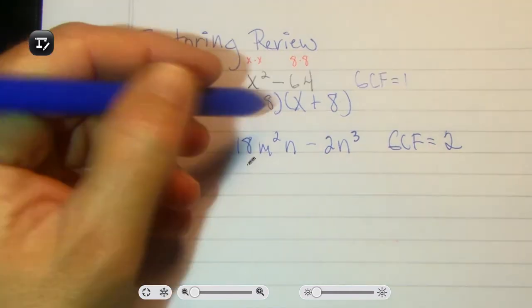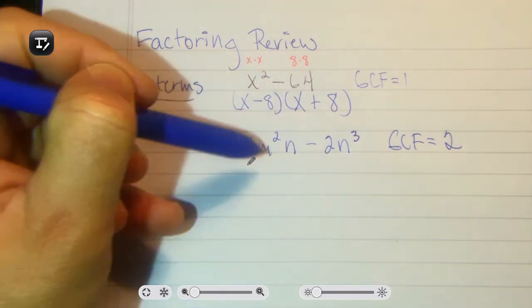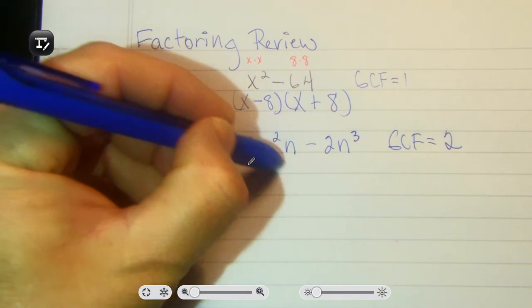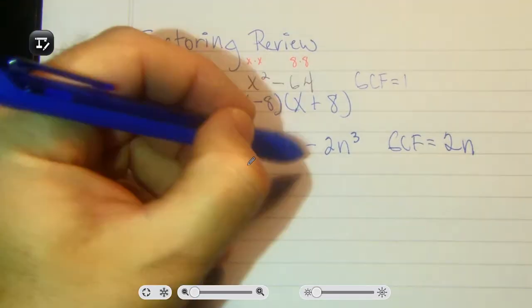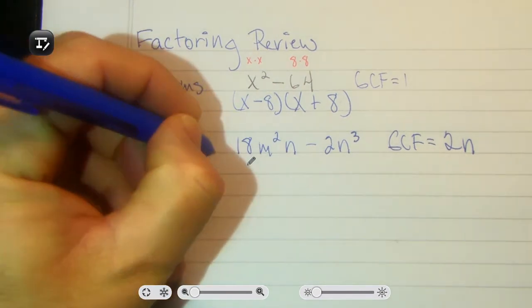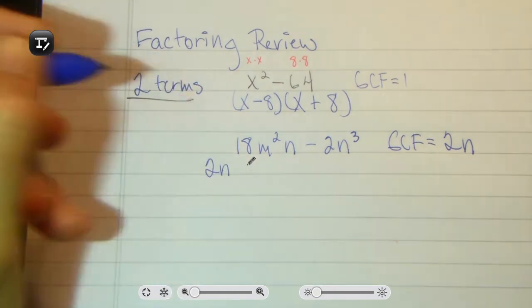Also, I've got an m squared. I've got an n. I've got an n cubed. Well, there's no m in the second term, so that's not part of the GCF. But there is an n in both terms, and I can factor out one of those n. I'll take the lowest power. So when I factor out the GCF, hope you're writing all this down.